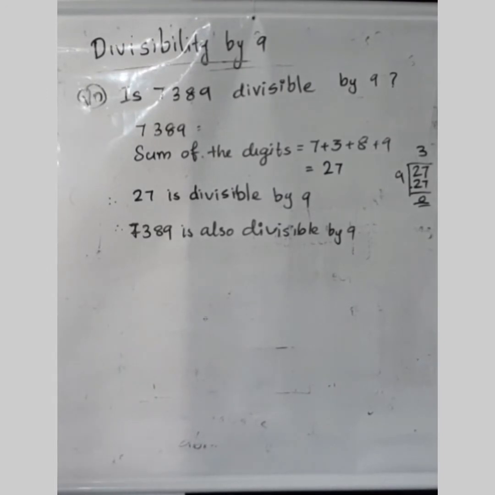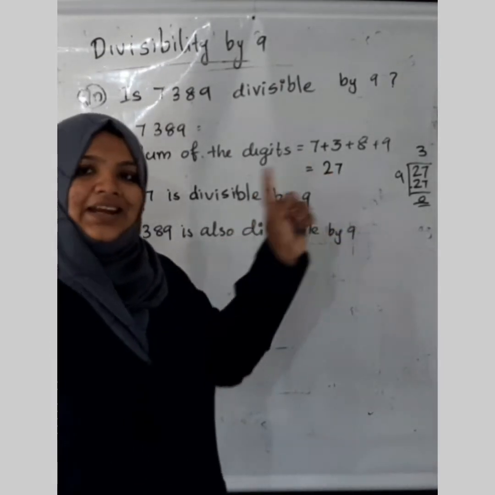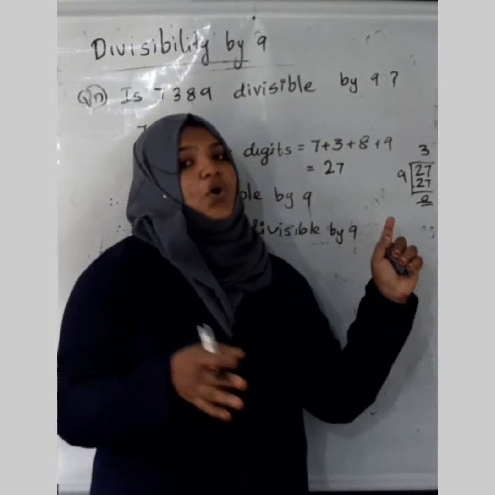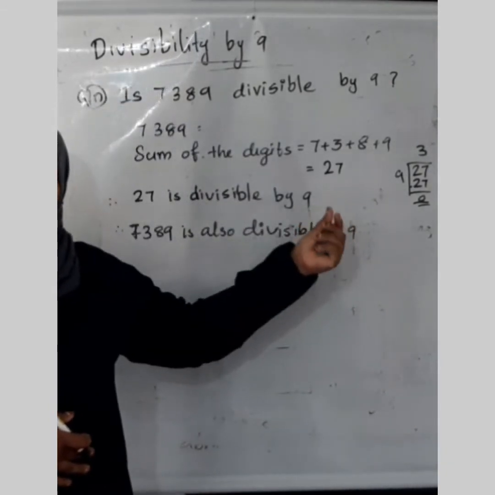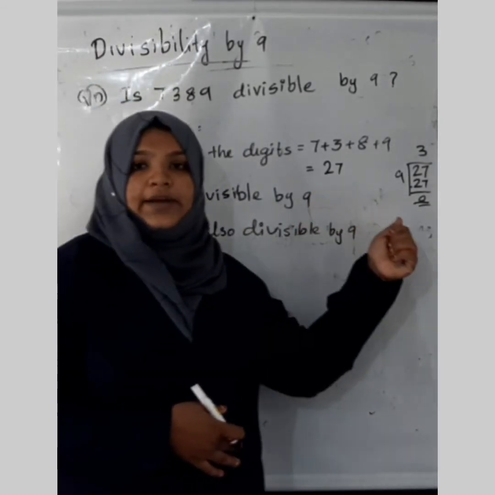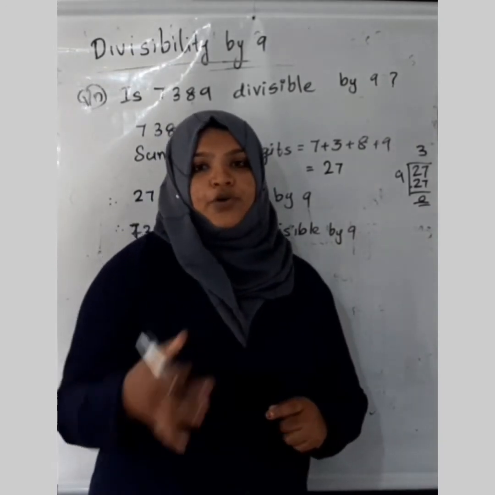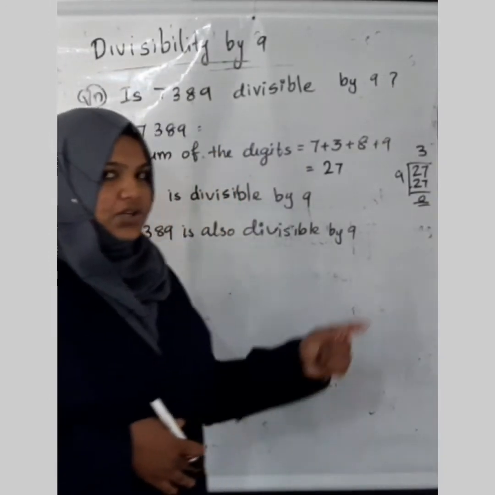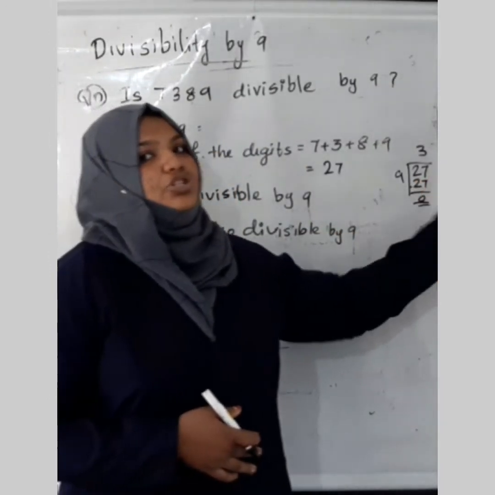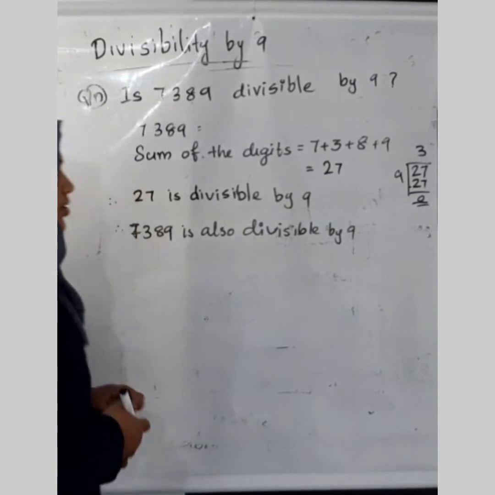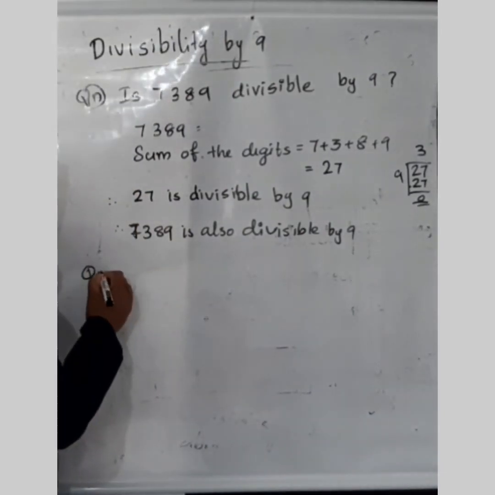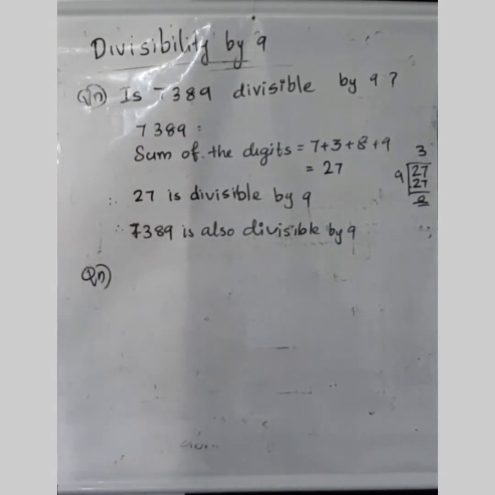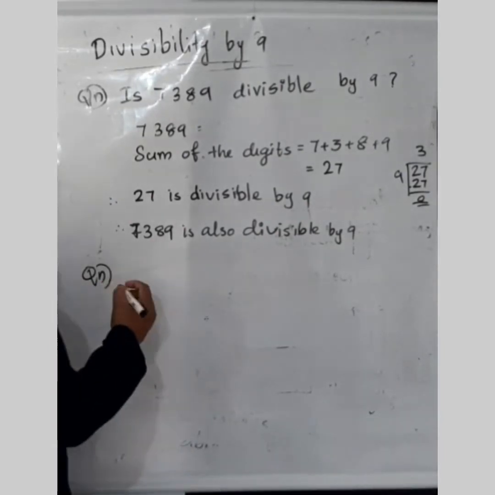Did you get me? Here we all know that 3 nines are 27. So we can go that way also. If you got a multiple of 9 for the sum of the digits, you can directly write the given number is divisible by 9. Then in that case you don't need to go for the actual division. So let us discuss one more question. Here is a 4-digit number. So let us discuss a 7-digit number.